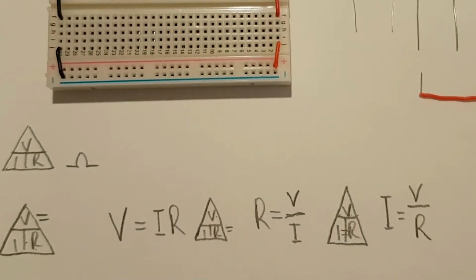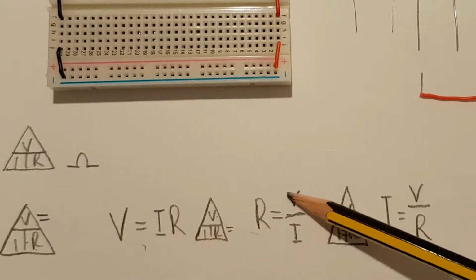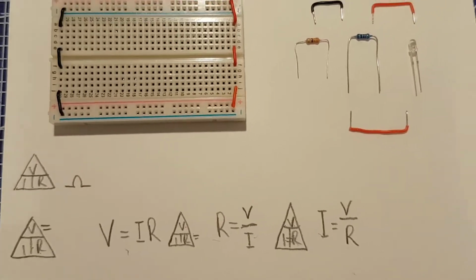So that's all you need to do to rearrange. Just put the equal sign in front, and whatever's written in that triangle, that is the way the formula is written. V equals IR, R equals V over I, I equals V over R. It's as easy as that.